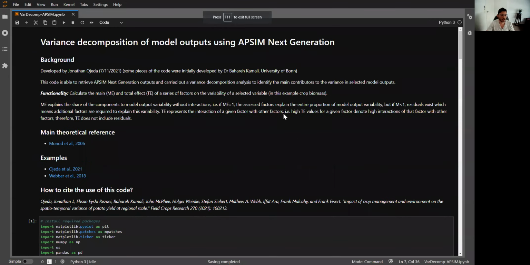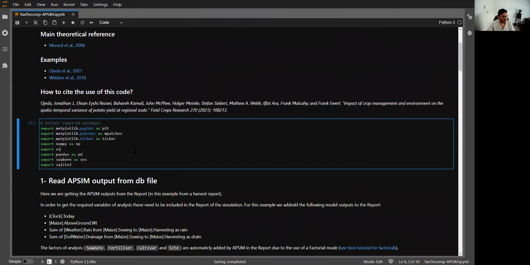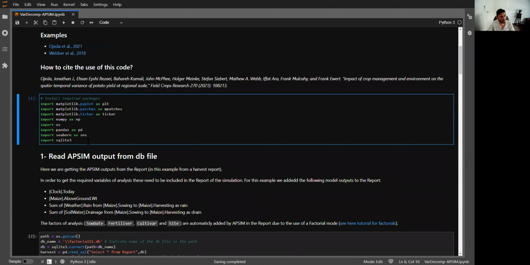Here I just provide again more background and a couple of references. Here you will find the main reference, which was the base of this analysis, and then a couple of examples for different crops and different crop models where people already use this approach to quantify the contribution of different factors on the variance of model outputs. Okay, so basically here we have the required packages, which are in the environment file in the GitHub repo.